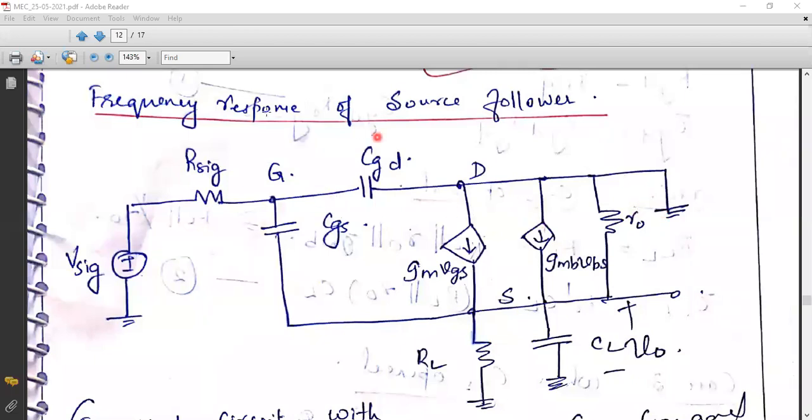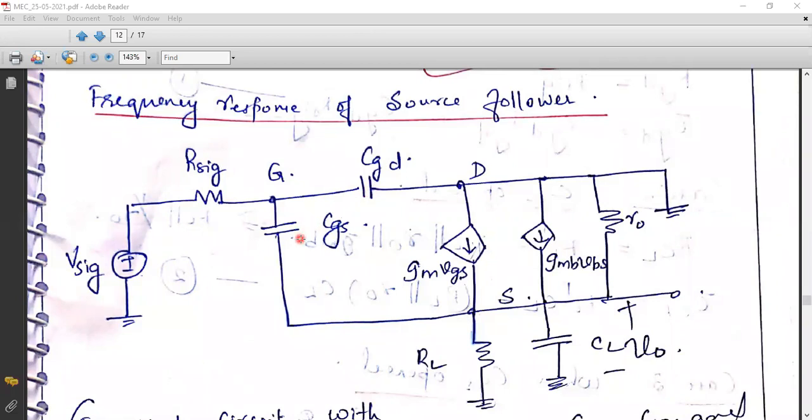So it will be grounded whenever high frequency response is considered. Please be aware of that particular fact in a source follower. Whenever you are going for a frequency response analysis, the drain has to be grounded and we will take the output from the source and input to the gate. And by using the open circuit time constant method, we are going to find the cutoff frequency FH.